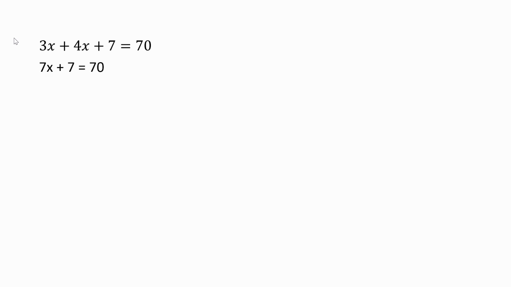So now I've got, because the x's are the same, right? So I can combine those terms. Now I can use the subtraction property of equality. Subtract 7 to both sides. So 70 minus 7 is 63. Then I will divide both sides by 7, right? Because the opposite of multiplying, and then x equals 9.